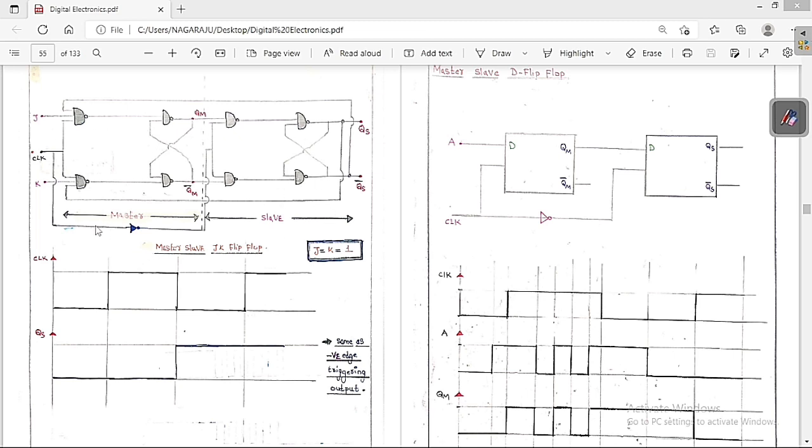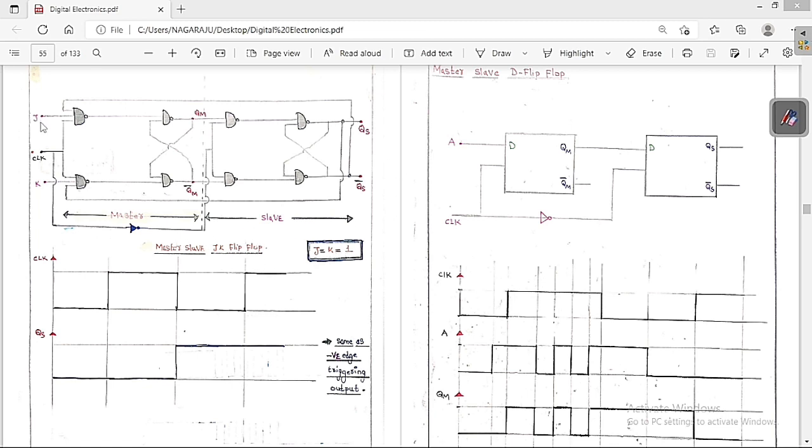So we can say one is the master and the other is the slave. Whatever this output is, it is going to be followed by the same output. Whatever this output is, it is going to follow through this one. Therefore, the output is going to first come here and then travel to here. So we can say this is called the master and this is called the slave. Whatever the master output is, it is going to come to the slave. So we can say this is called the master slave JK flip-flop.